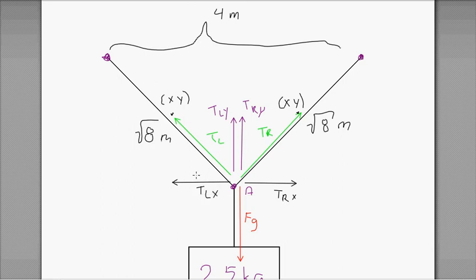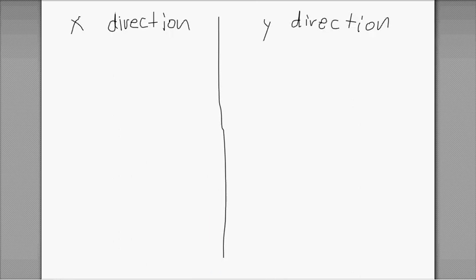Okay, now what I want to do, guys, I just want to get rid of this, just so it's not confusing anymore. And we can see we have these values in the x and these values in the y. So when I come over here, I can write, what's in my x direction? Well, TLX and TRX. Sorry, I made a mistake at first.